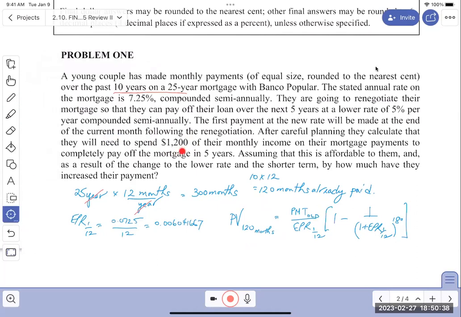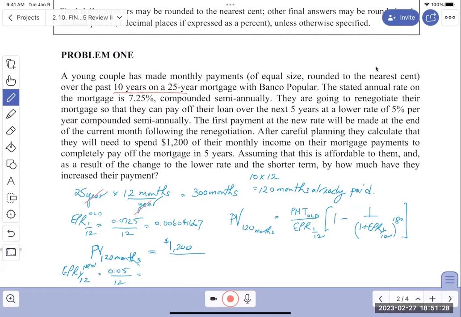So this is the new payment. So let's make an equation with the new payment. We want to be able to pay off, so we're going to use the same. It's going to be the same PV 120 months. Should pay off with the new payment. Well, we know what it is, so I can just put it in. 1,200. And the new rate, and they gave it to us, right? So it's 5. So we're going to get a new EPR. This is the old one. This is the new one. And it's 0.05 divided by 12, which is what?